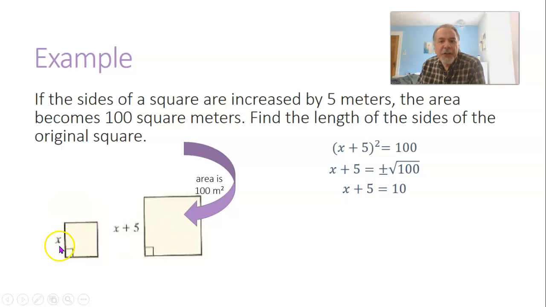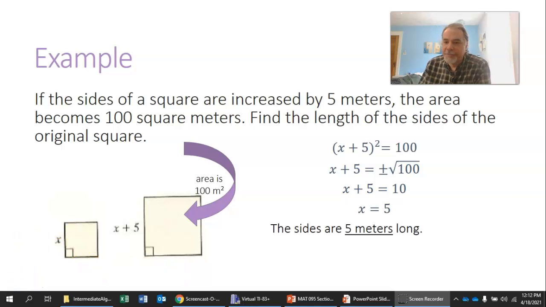And now we were trying to find the length of the sides of the original square. So subtract 5 on both sides, we get x equals 5. So that's the answer. The sides are 5 meters long.